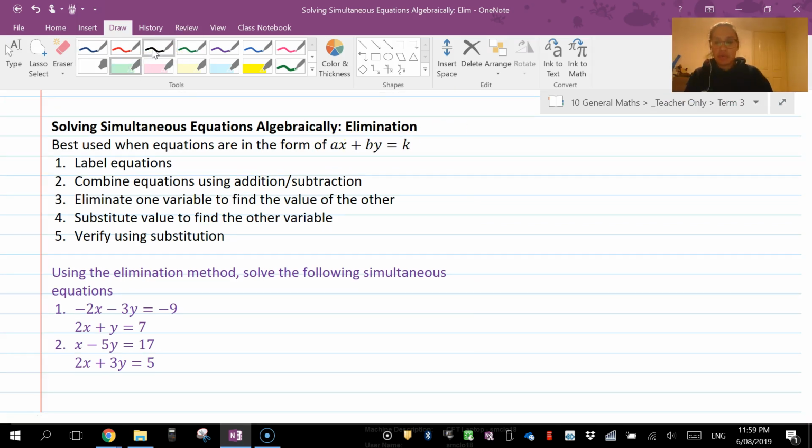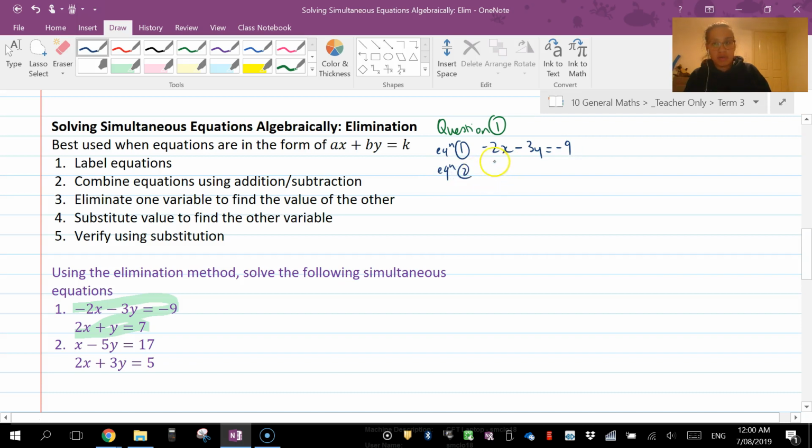So looking at question 1 first, I'm going to just highlight it in green so you know which one we're referring to in this question. Cool. So the first thing we're going to do is label our equations. So equation 1 is negative 2x minus 3y equals negative 9, and equation 2 is 2x plus y equals 7.